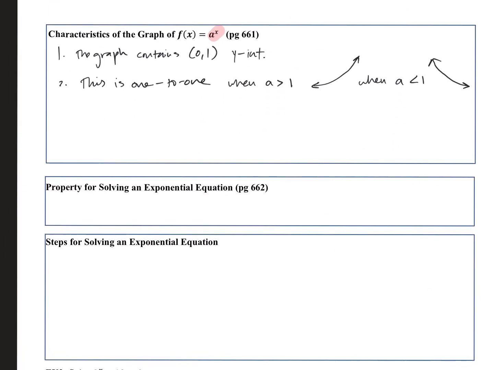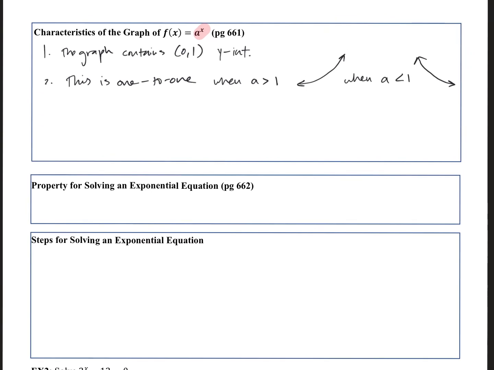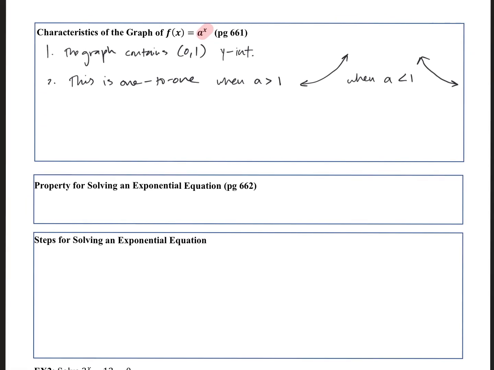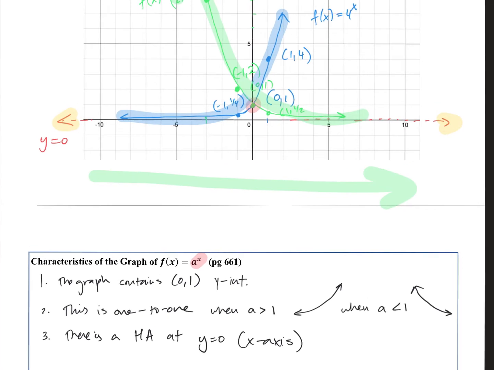Now, what other things do we know? Well, the graph approaches the x-axis but never touches it, which we'd noticed. So there is a horizontal asymptote at y equals 0, the x-axis, which once again we saw when we graphed right here. And the last bit of information to know about this is the domain.